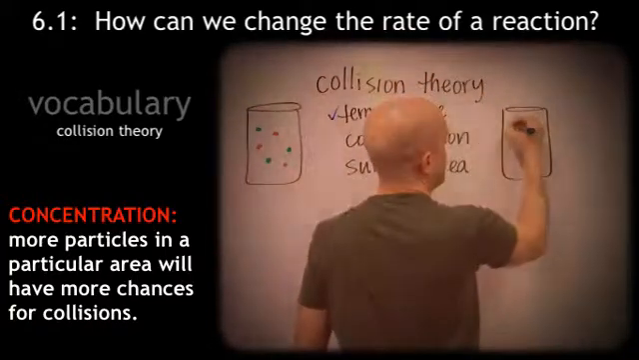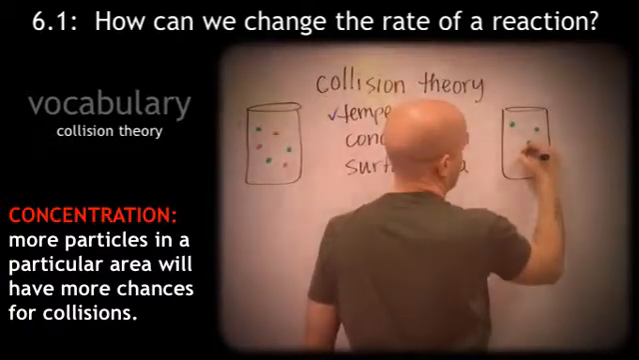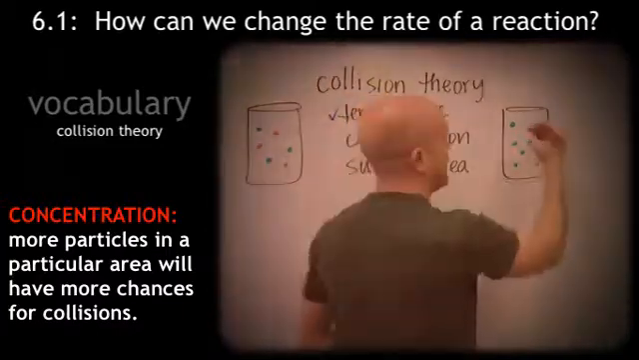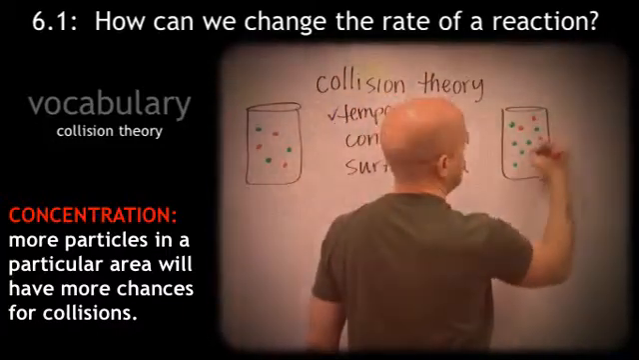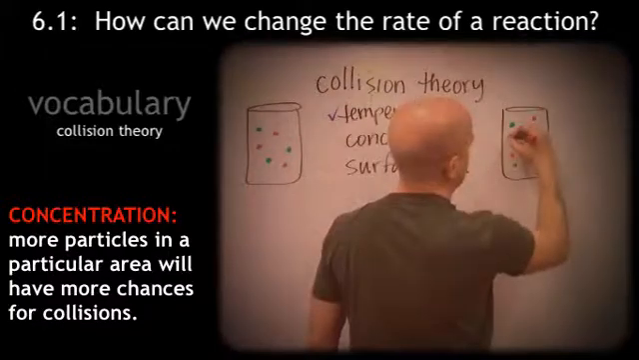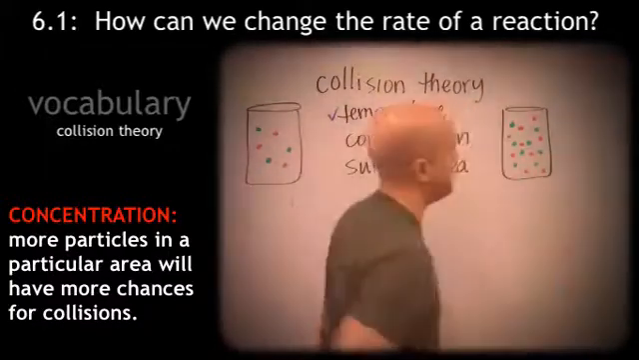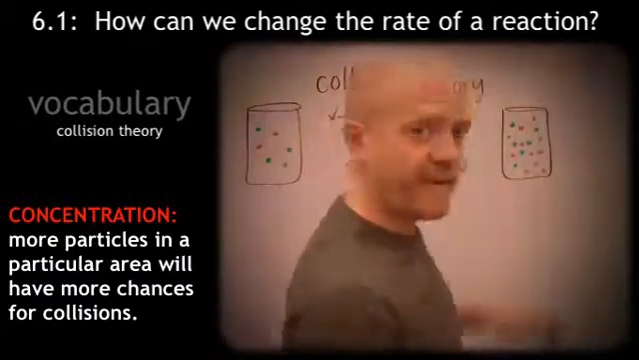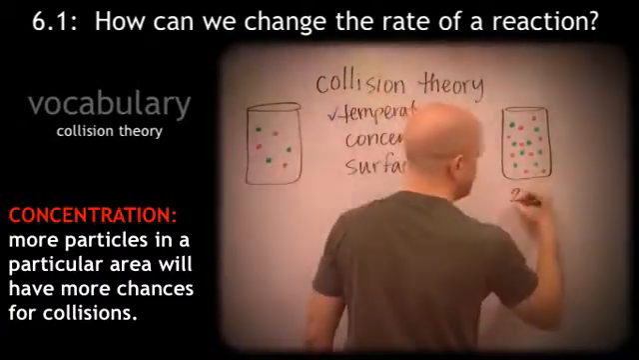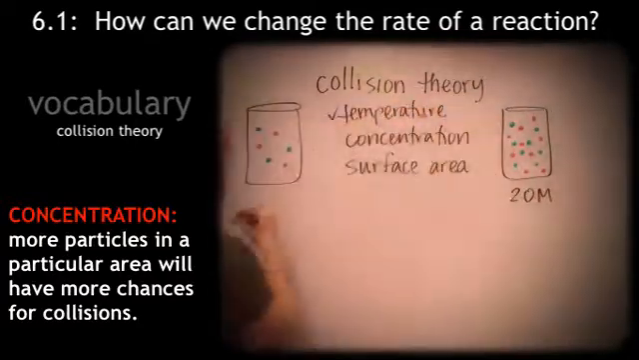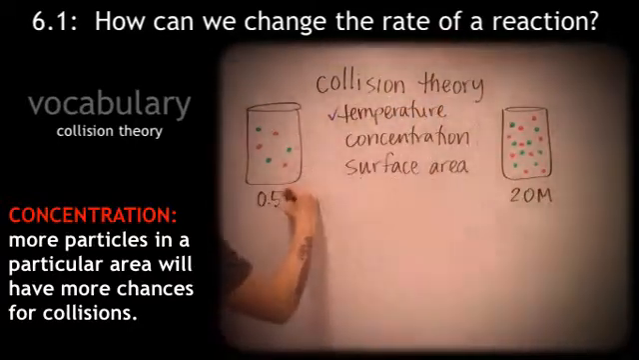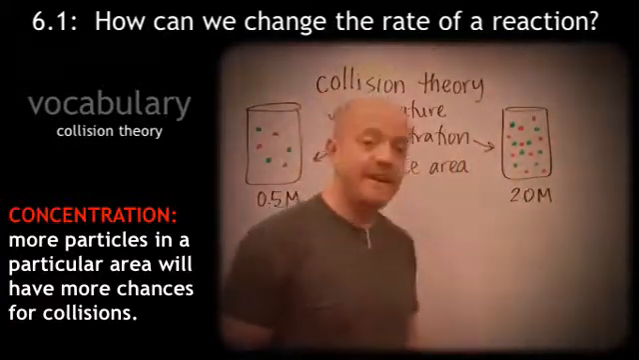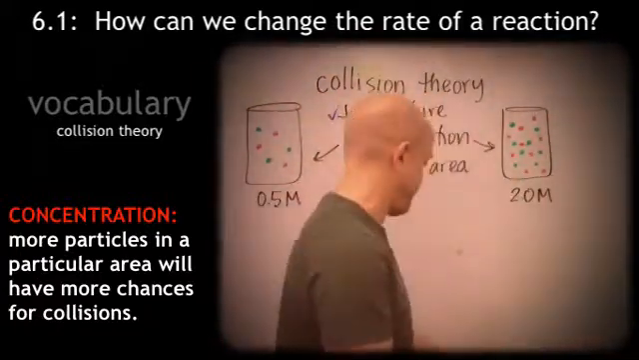For example, if we had that many green particles and an equal amount of red, or close to the same amount, we're going to have an increased likelihood of there being a reaction over here where it might be 2.0 molar, as opposed to over here where it may be 0.5 molar. So again, increasing the concentration is going to increase the likelihood of there being a reaction.